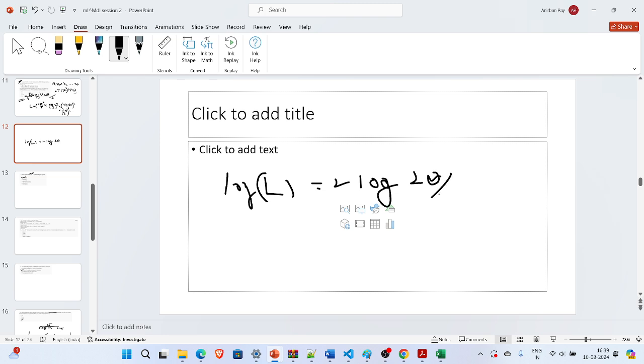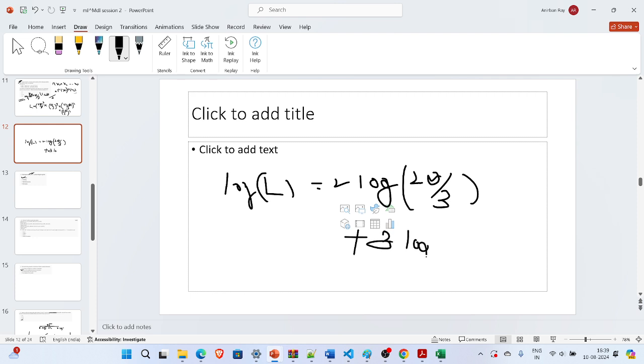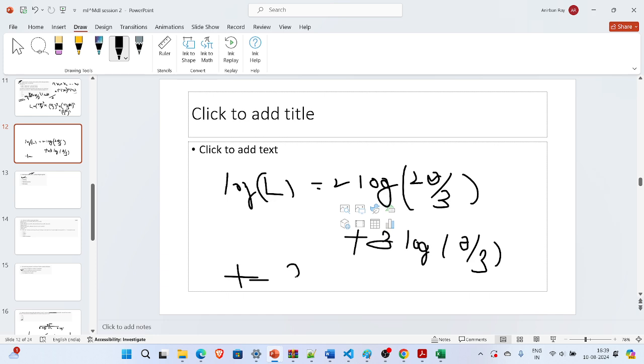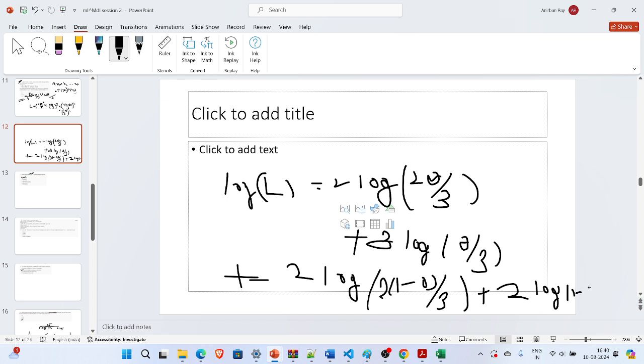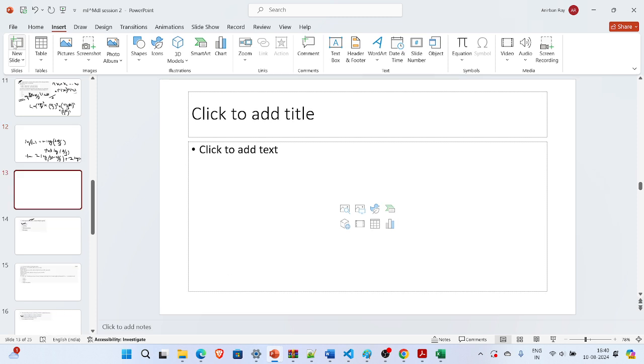So 2 log 2 theta by 3. Next is theta by 3, 3 times, so 3 log theta by 3. Next, 2 will come ahead: 2 log of 1 minus theta by 3. Next is 2 times log of 1 minus theta by 3. Okay, this is the one, right? Next we want to insert a slide.